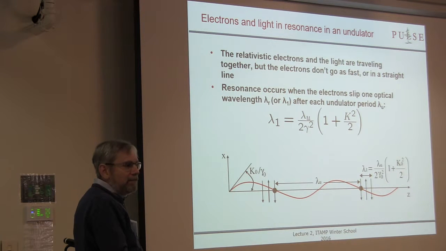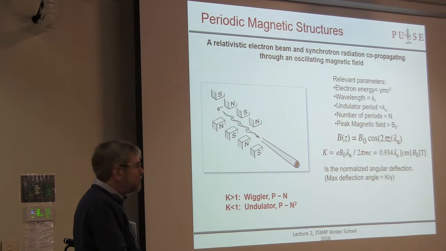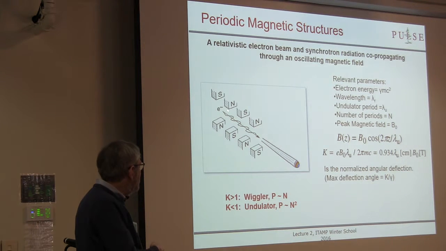Perhaps I missed it, but what is the physical significance of K? K is the normalized angular deflection. So in other words, K over gamma is a physical property in the lab frame. It's the maximum angle of deviation of the electron. How do you control it? Well, you could control it by changing the peak magnetic field, which you could do by moving these magnets closer together, and we'd make it bigger.